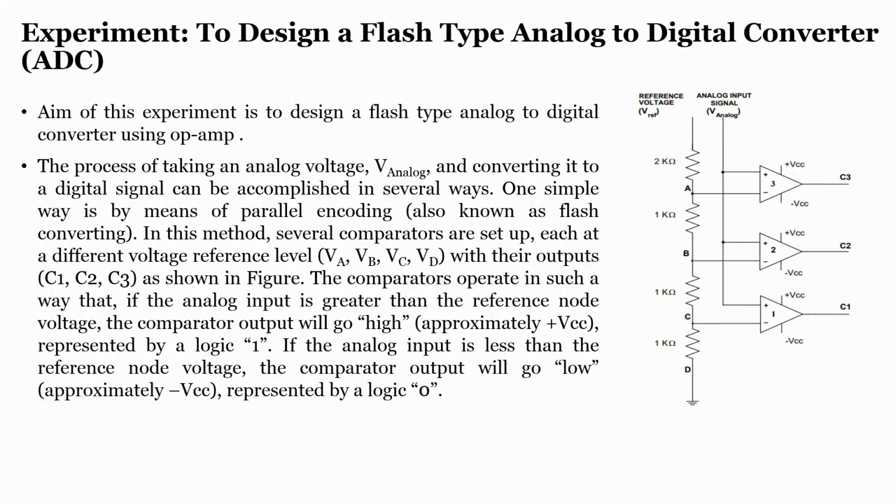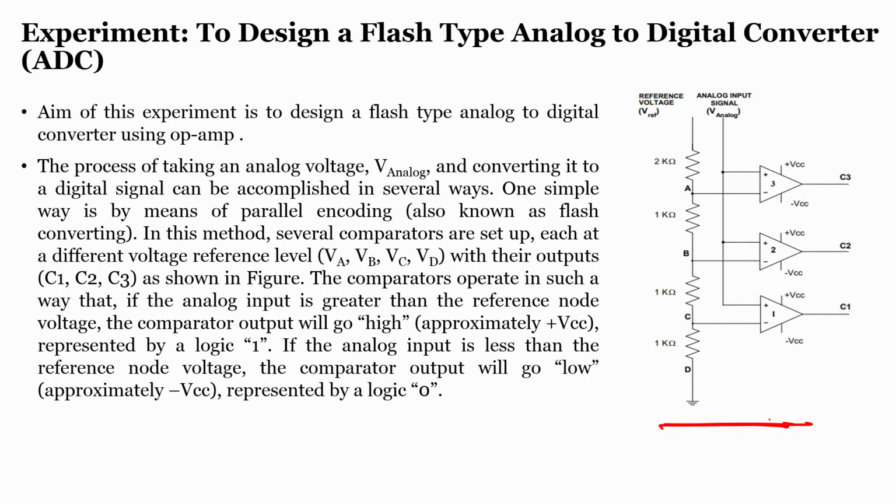So let us see how to design a flash type A to D converter. We have seen ADCs in theory, we have also seen D to A converters in theory, but now let us see how, if you want to actually implement a flash type ADC in an experiment, you can implement this particular circuit. So the aim of this experiment is to design a flash type A to D converter, and of course we are using an operational amplifier. The circuit is right over here, we can see it.